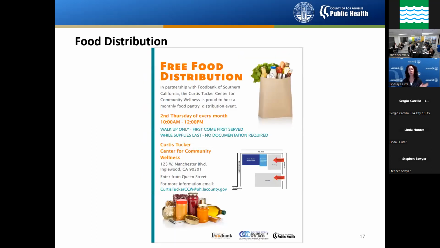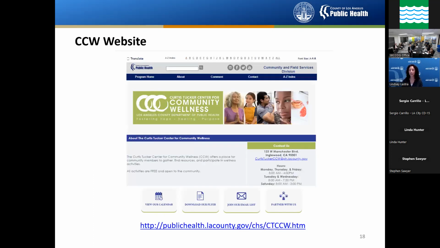In addition to that produce event, we have a food pantry distribution event. So these are your staple goods. On the second Thursday of the month, we provide these staple goods, which are canned goods, rice, beans, etc., things that are a little more stable on the pantry, to come and get a bag of groceries. And so we now have 2 opportunities each month at our center for families, residents, anybody who is interested to come and get food. You have these flyers in your packets, so please share them with your constituents.